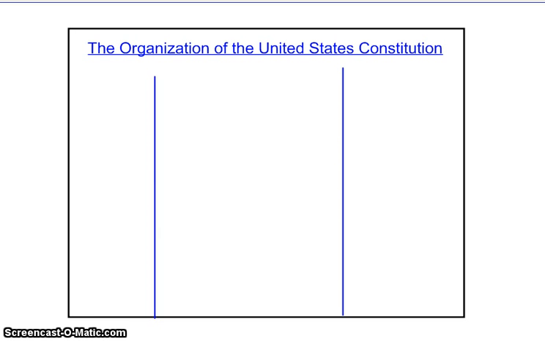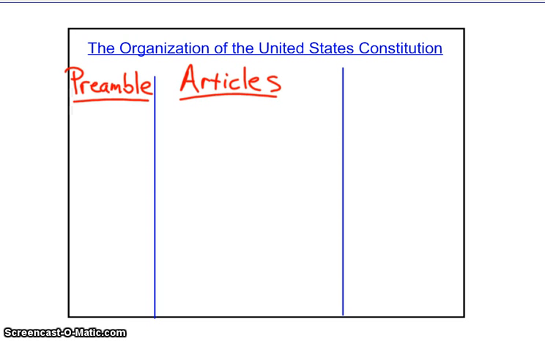Basically, our Constitution is divided into 3 parts. The first part is called the preamble. It's kind of like the introduction. The second part is called the articles. Think of it as like chapters in a book, the main part of the Constitution. And then at the end, we have the things that we have added or changed. We call these the amendments. So these are the 3 parts of our Constitution: the preamble, the articles, and the amendments.